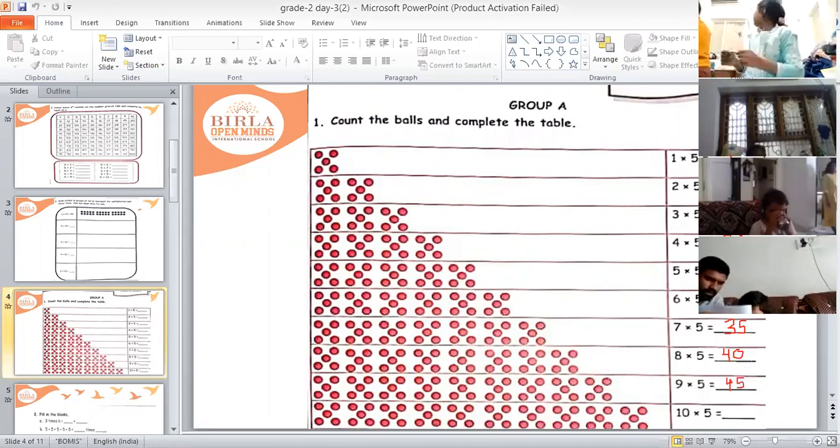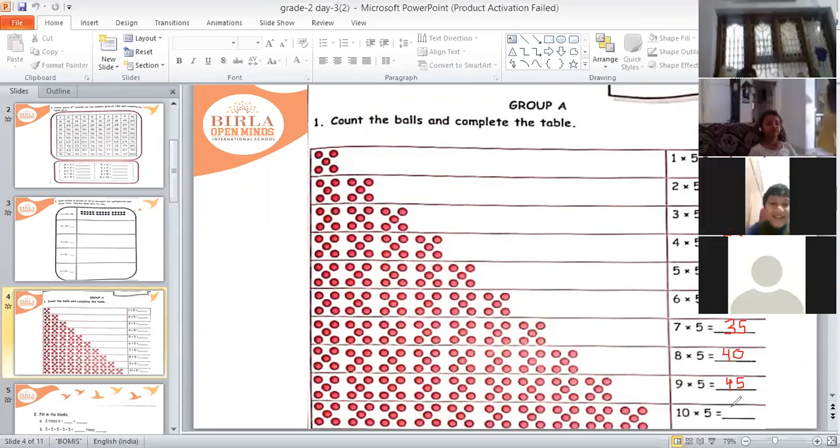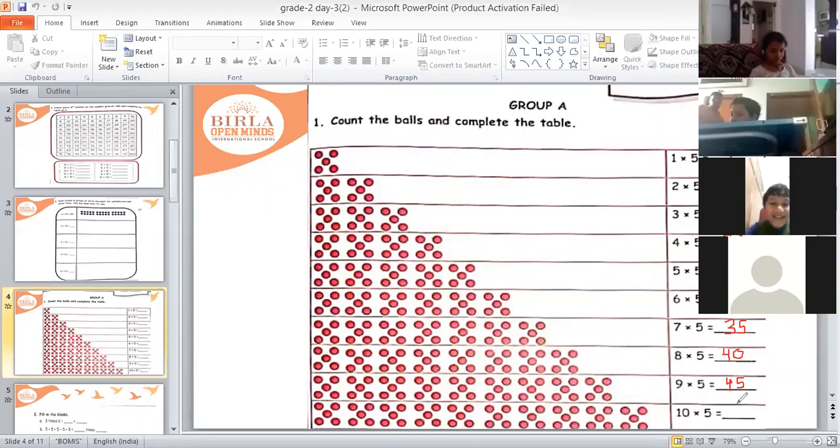Jay, last one, how many balls are there? Jay, 10th one. How many balls are there? 50. 50 balls are there. Very good. So in the last one we'll write here 50. Yeah, that's the correct answer.